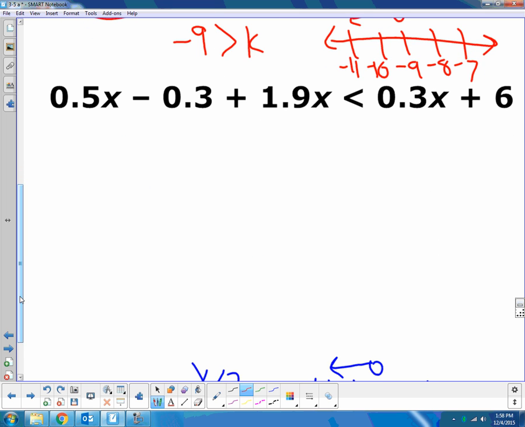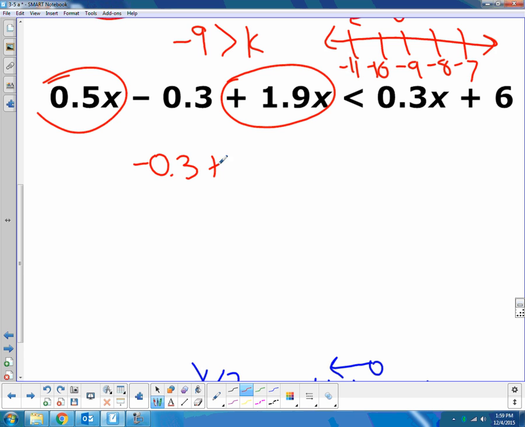All right, for the bottom one here, again, we're solving. I'm going to try and simplify my life if I can. And so I've got an x here, I've got an x there. So I'm going to combine my x's together. 0.5x plus 1.9x is going to give me 2.4x. Negative 0.3 plus 2.4x is less than 0.3x plus 6. There we go. We got that one from there.